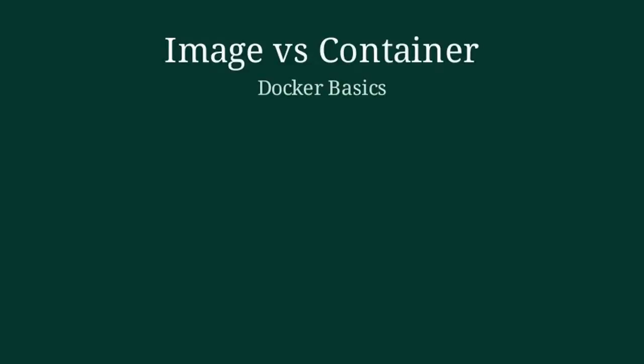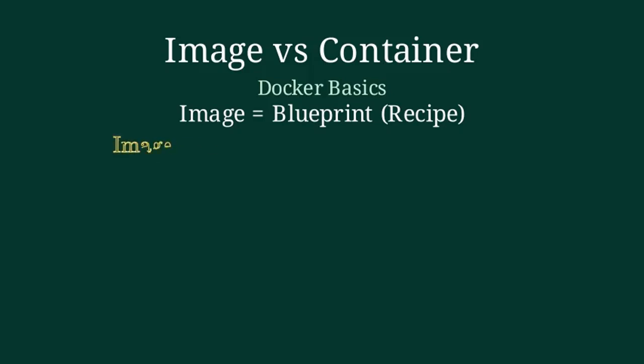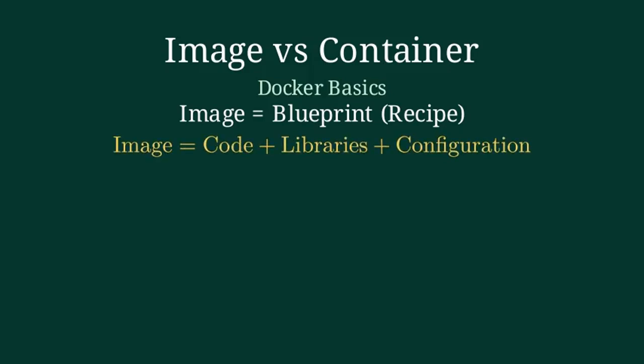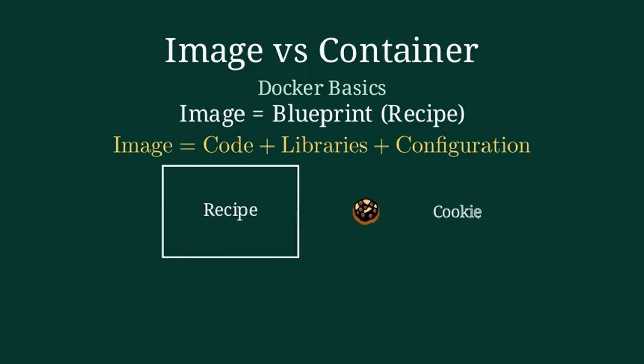In this video, we will understand the difference between an image and a container in Docker. First, what is an image? Think of it as a blueprint or a recipe. It contains the code, libraries, and configuration. It is read-only. We can write image equals code plus libraries plus configuration. Here is the intuition. The recipe tells you how to make a cookie, but you cannot eat the recipe itself. The recipe is like the image.